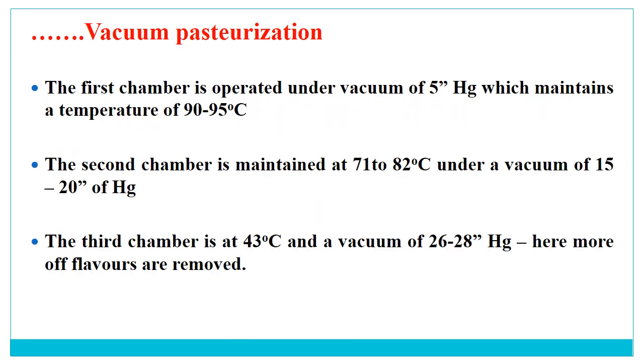Here we will see how vacuum pasteurization works at different temperatures and pressures. The first chamber is operated under a vacuum of 5 mm mercury, which maintains a temperature of 90 to 95 degrees Celsius. The second chamber is maintained at 71 to 82 degrees Celsius under a vacuum of 15 to 20 mm of mercury. The third chamber is at 43 degrees Celsius and a vacuum of 26 to 28 mm mercury, and here more flavors are removed. So the temperature in the first one is high, 90 to 95, in the second one 71 to 82, and in the third one 43.